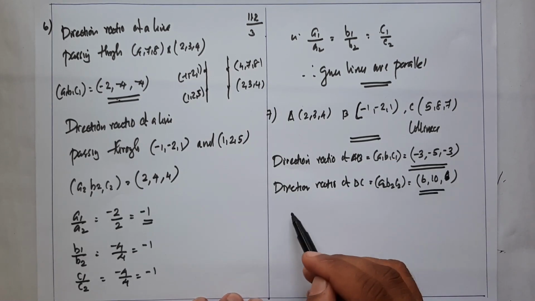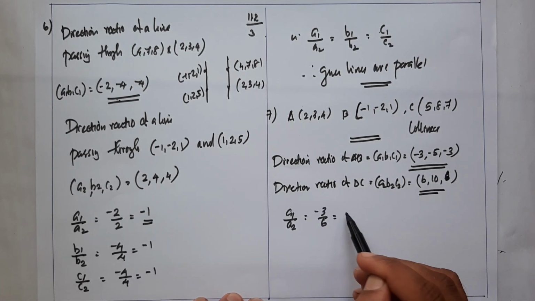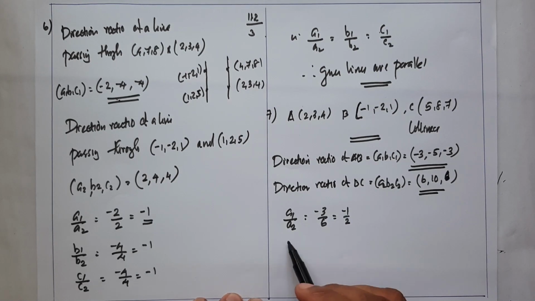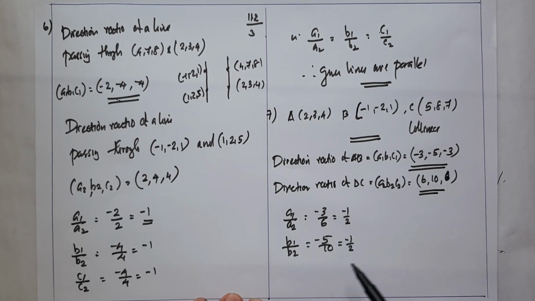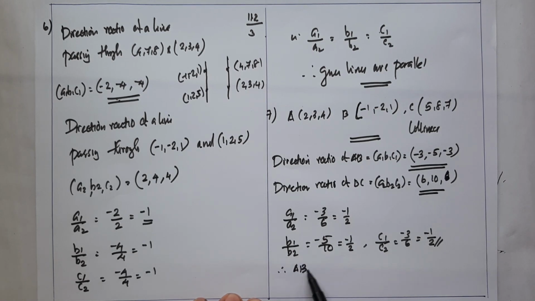Now we find A1 by A2 equal to minus 3 by 6 equal to minus 1 by 2. B1 by B2 equal to minus 5 by 10, again minus 1 by 2. And C1 by C2 is equal to minus 3 by 6, again minus 1 by 2. Therefore, here AB and BC are parallel.